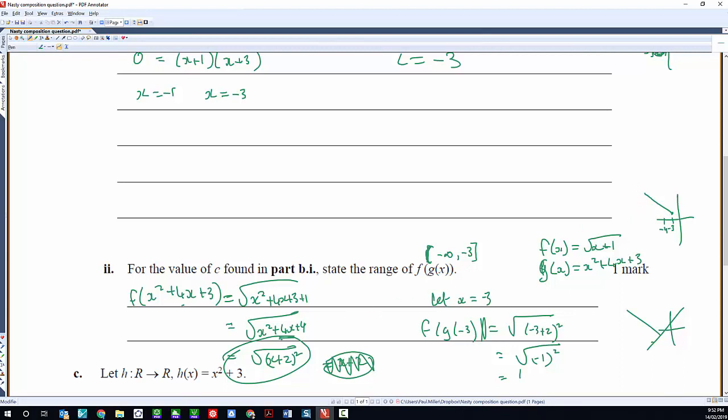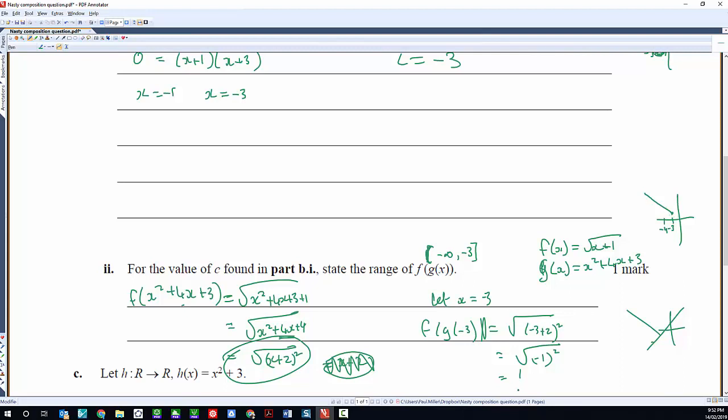So let's go negative 4. Negative 4 plus 2 is negative 2. Negative 2 squared is 4. Square root of 4 is 2. So if I drop negative 4 in, I get a larger y value. So it is indeed conforming to this behavior here.